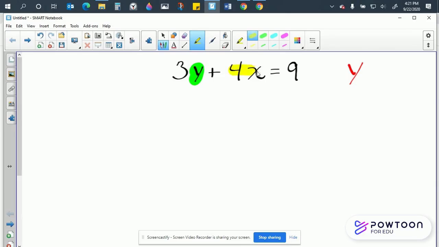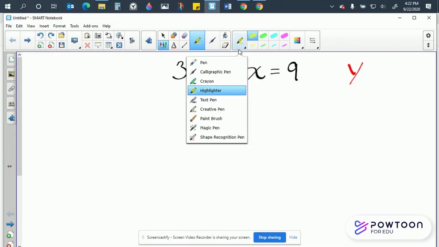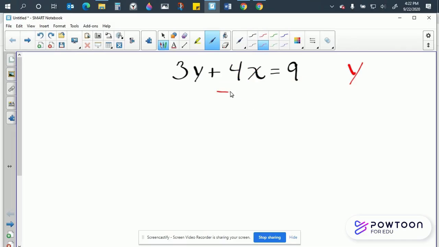That means I need to move this 4x to the other side, and then I'll need to move this times 3 to the other side. So to move the 4x to the other side, we're going to subtract the 4x. Now here, 9 minus 4x, those are not like terms. So we leave them separate.